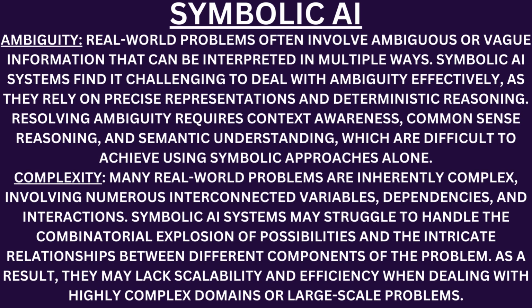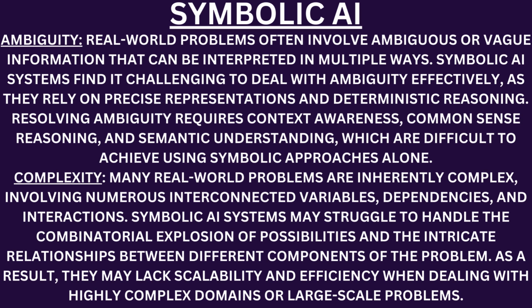Ambiguity. Real-world problems often involve ambiguous or vague information that can be interpreted in multiple ways. Symbolic artificial intelligence systems find it challenging to deal with ambiguity effectively as they rely on precise representations and deterministic reasoning.